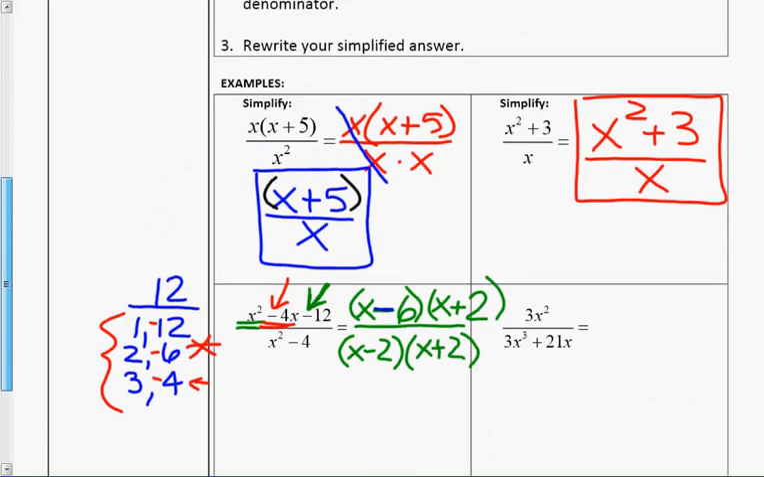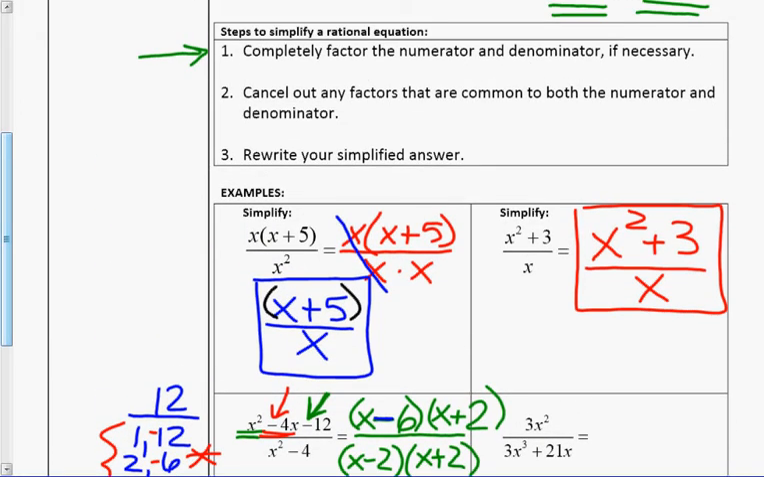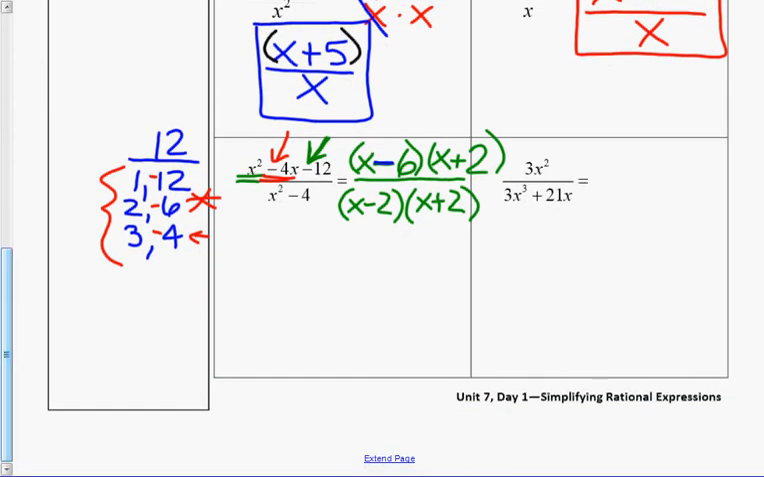All right, so let's go up here and let's look at what the second steps are. Cancel out any factors that are common to both the numerator and the denominator. So do you see any common factors? I see x plus 2 on the top and bottom. I'm left with x minus 6 over x minus 2. Those are factors, okay? So our final answer would be x minus 6 over x minus 2.